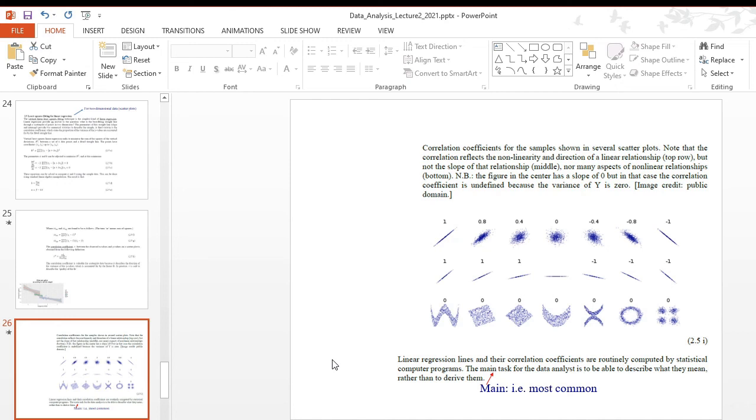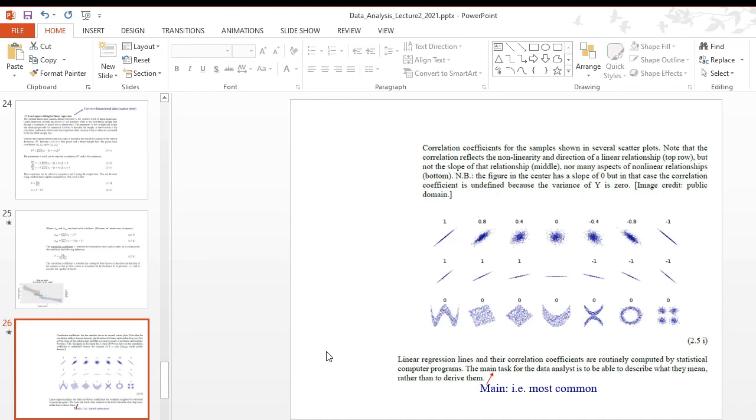It's undefined, even though the data actually has a very simple behavior, which is that it is on a perfect straight line. It's just a perfect straight line that isn't well processed by trying to get a correlation coefficient from it.